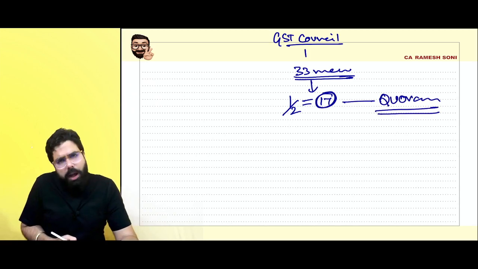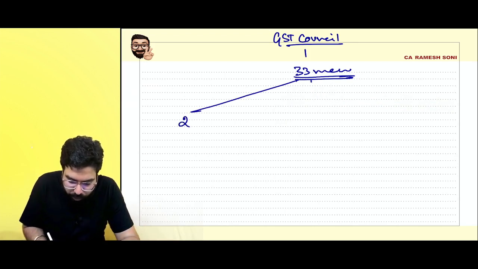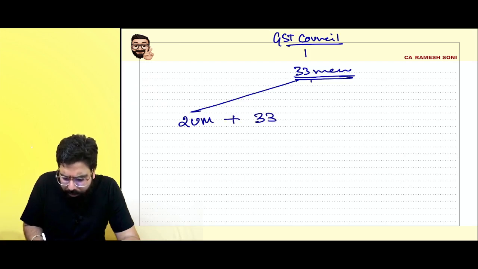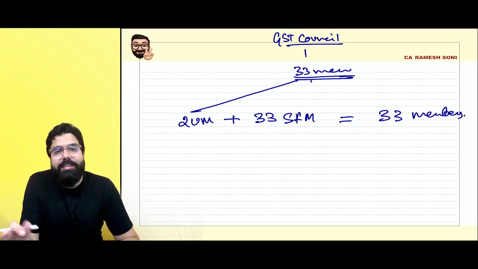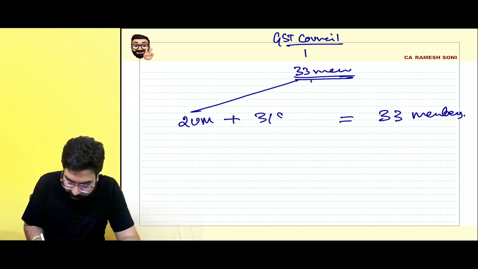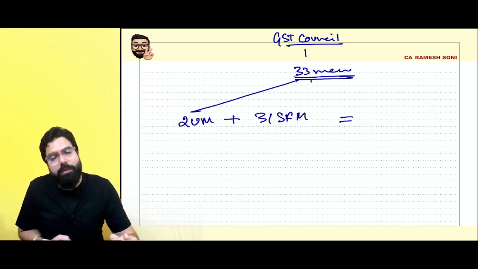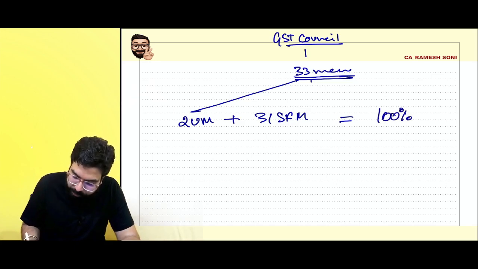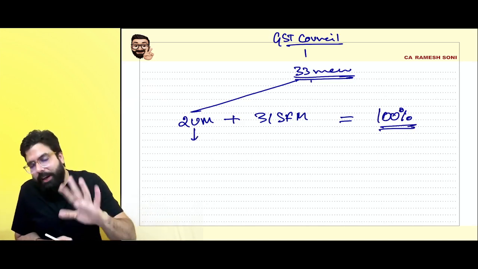Done, sir. Now, listen to me very carefully. 33 members are there: two union members, and 31 state finance ministers or nominated ministers. Always remember one thing, for a decision to be taken, at least 75% majority has to be achieved. So when I say 31 state finance ministers, 33 members, if all of them are voting, it is 100%. Yes, sir, I got it. What they have told is that these two union ministers, their votes' weight is one third.